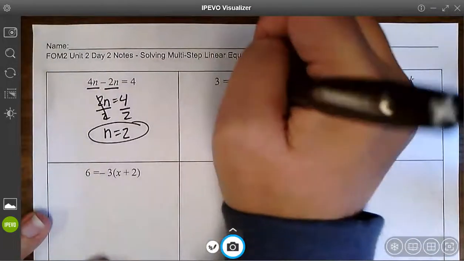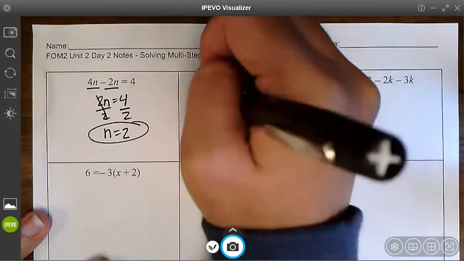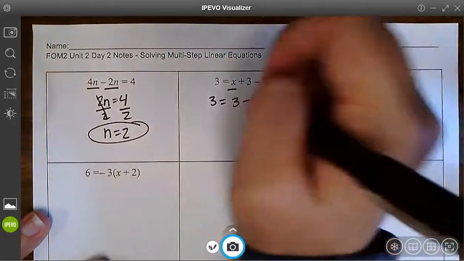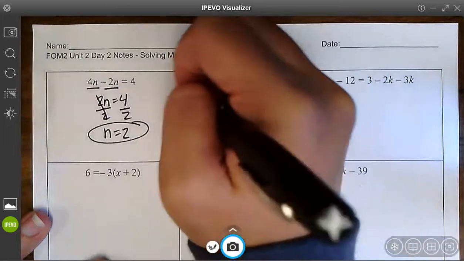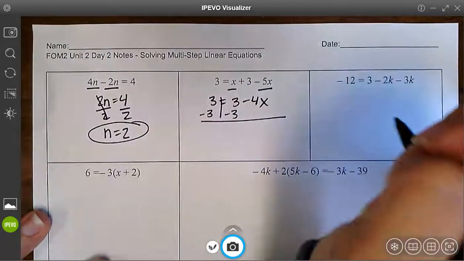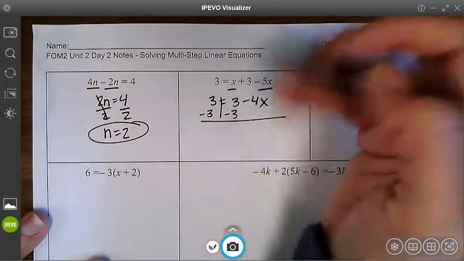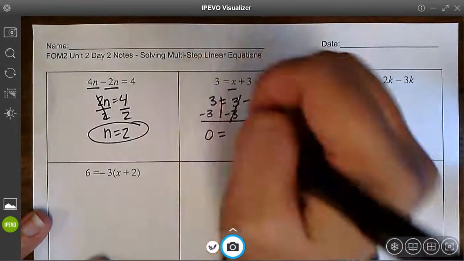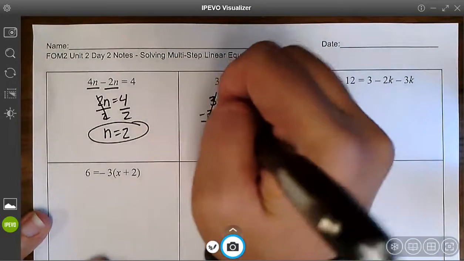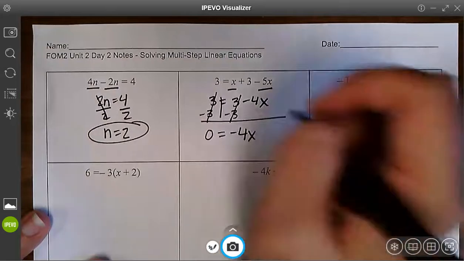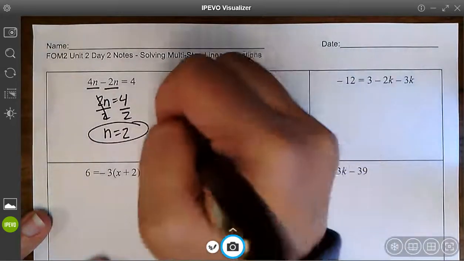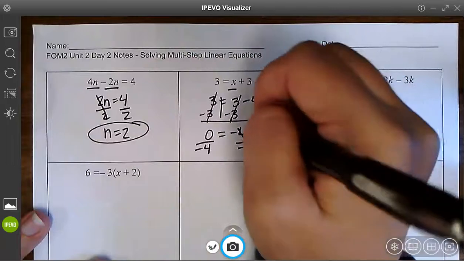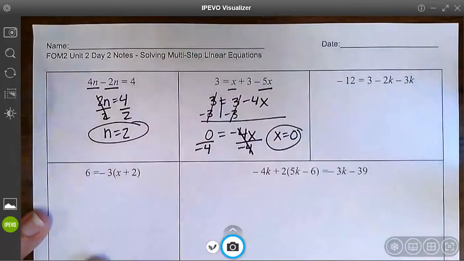The next one, I'm combining my x's. So I have 3 equals 3 minus 4x. Get my constants together. So I'm undoing in the opposite order because that's addition and subtraction. That's addition, so I'm subtracting that to get it off of that side. 3 minus 3 is 0, which cancel out, equals negative 4x. Divide both sides by negative 4. And 0 is allowed to be on the top, but not the bottom. So you get x equals 0.